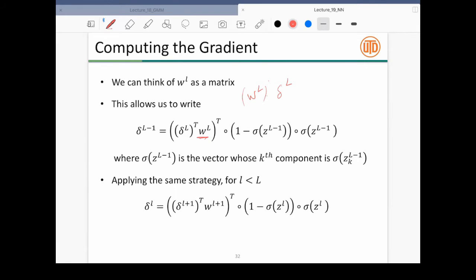Or, just to call it W L transpose. So it depends on how you define W L, right? But you're multiplying this weight with this gradient, and then you're multiplying these two sigmoids, and that's how you get the gradient with respect to L minus 1. So now this is with respect to the sigmoid, right?